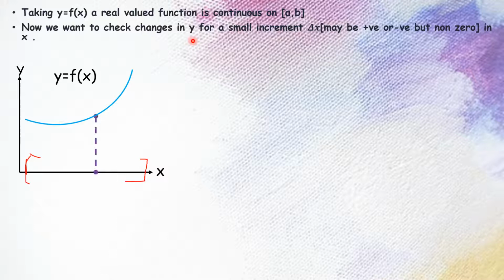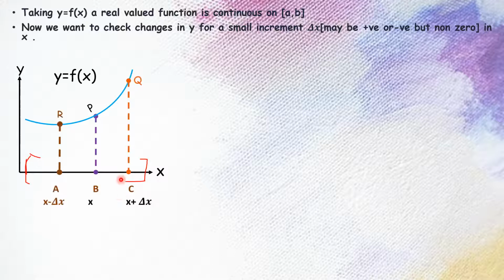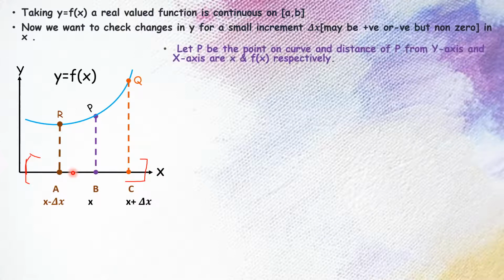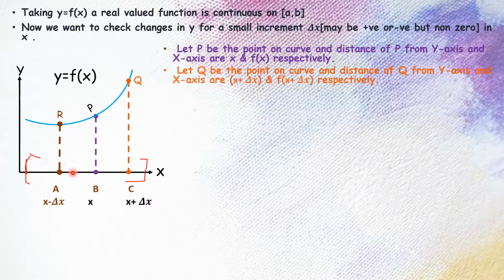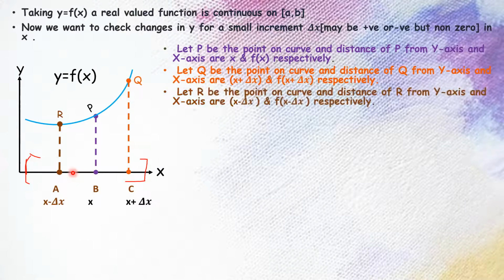So let's take the points P, Q and R on the curve, where A, B, C are 3 points on this x-axis, where the distance from B to C is delta x, and A to B is also delta x. Now let's check the coordinates: for P, that is x comma f of x; coordinates of Q, x plus delta x comma f of x plus delta x; and coordinates of R, x minus delta x and f of x minus delta x.